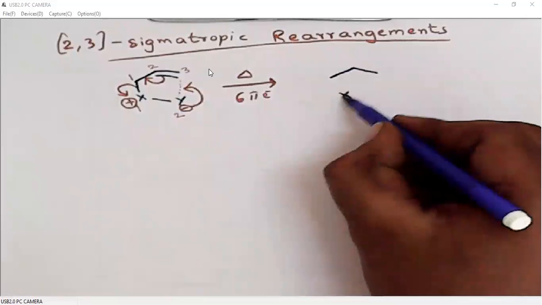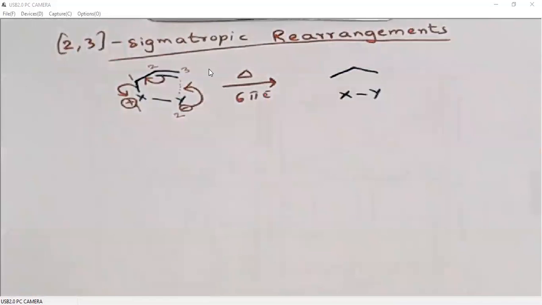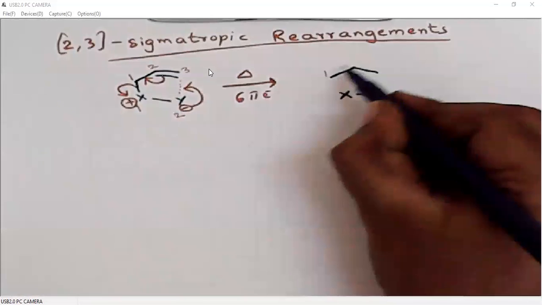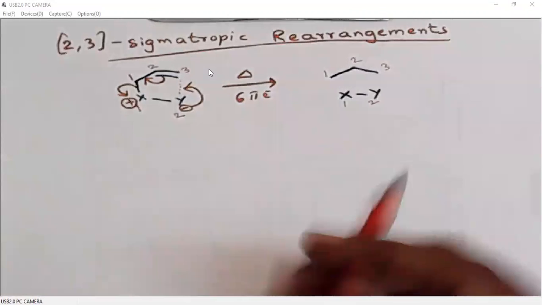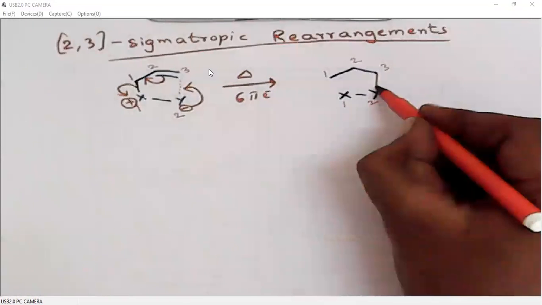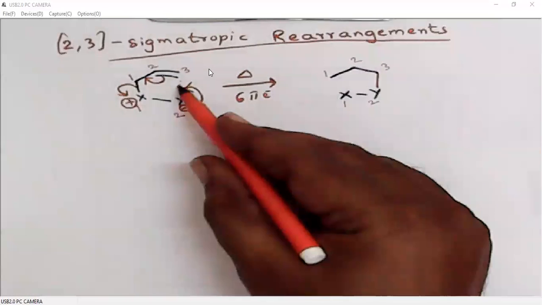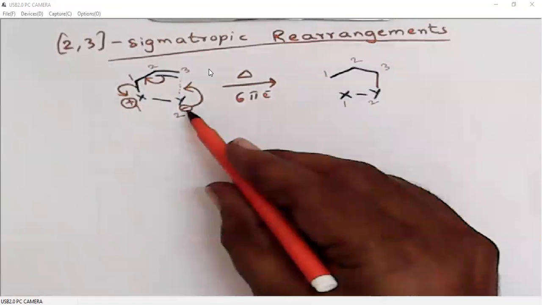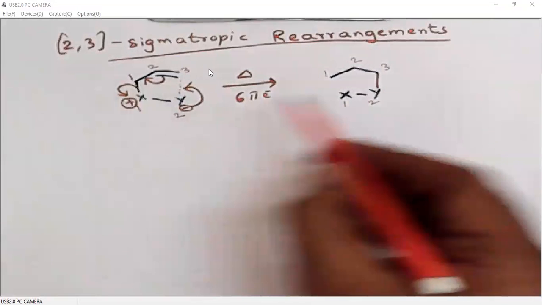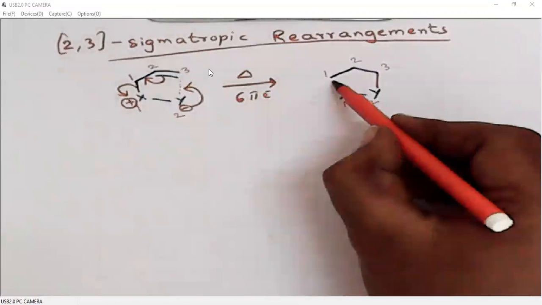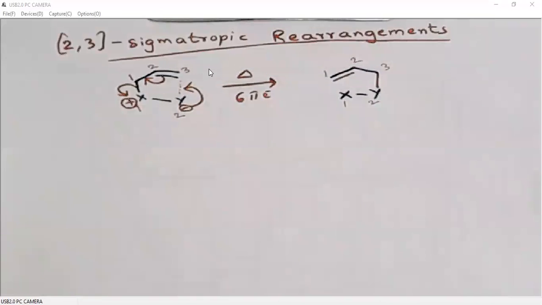Whenever you are writing the product, please don't change the carbon skeleton. Then give the numbering 1, 2, 3, 1, 2. So what we are doing, we are generating a bond between 3 and 2, because the negative charge is used. X becomes neutral because it is donating negative charge and gaining electrons. Now the pi bond is rearranged to the 1,2 system. So this is an example of 2,3 sigmatropic rearrangements.